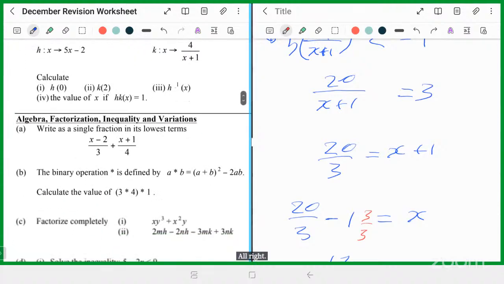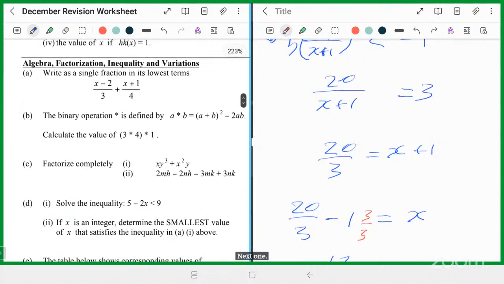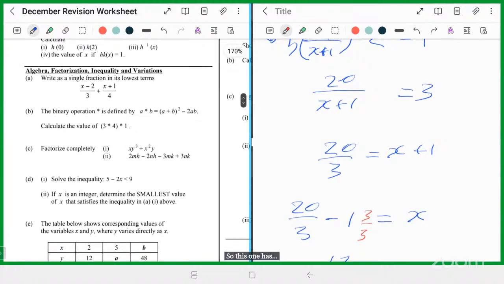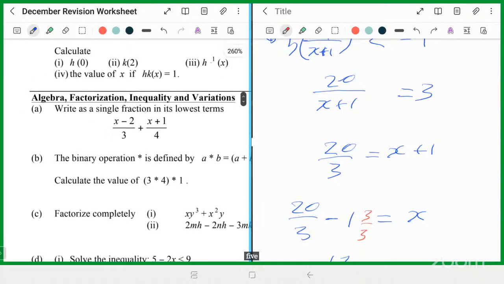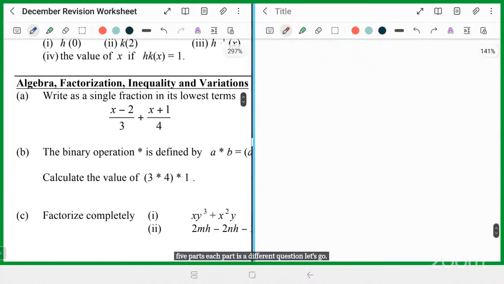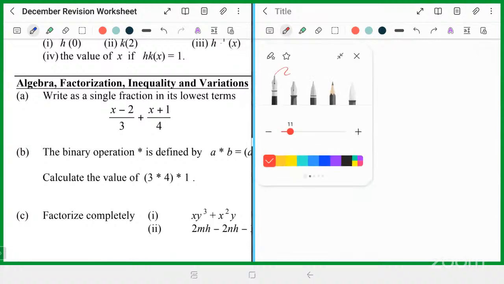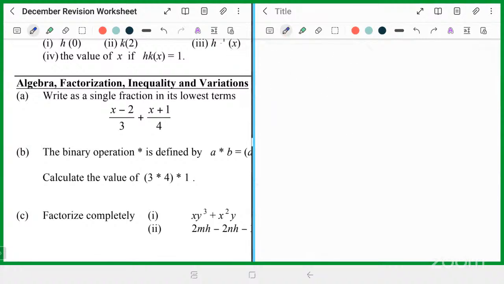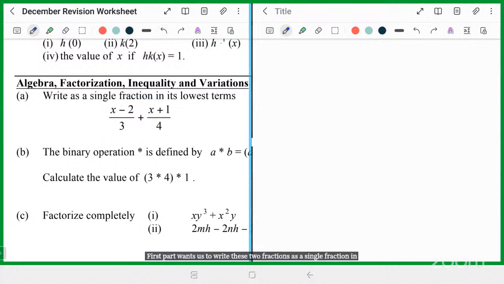Next one. All right, so this one has 5 parts. Each part is a different question. Let's go. First part wants us to write these 2 fractions as a single fraction in lowest terms.